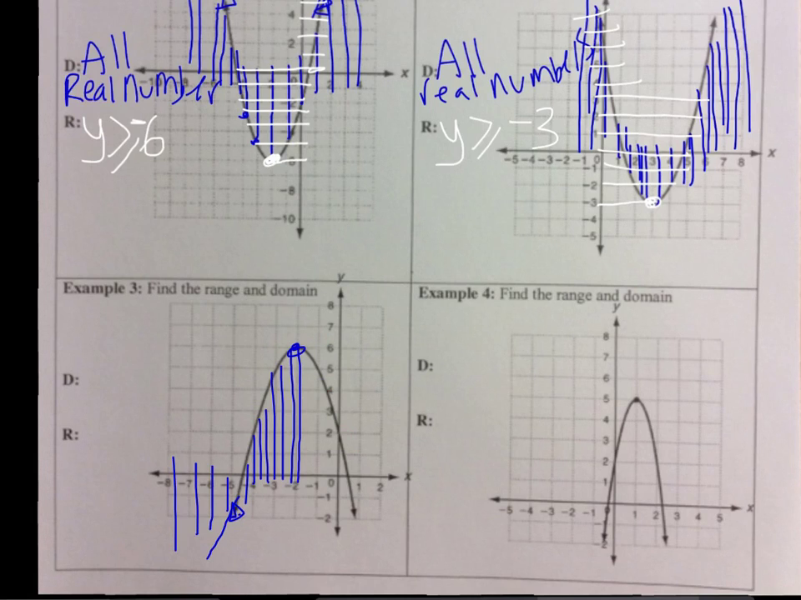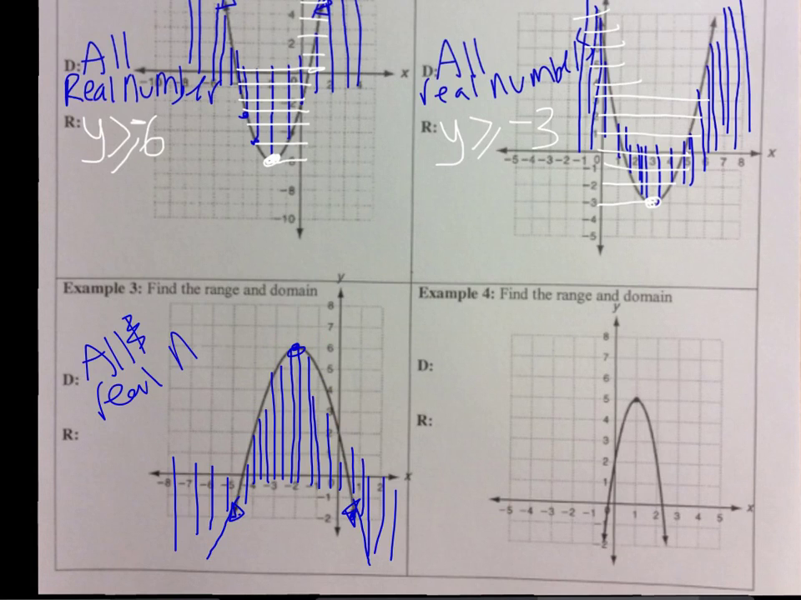Same thing with the right. If we continue to go to the right, we're going to include all of these other x values on the right as well. This arrow signifies that it's going to continue going, so we're going to include 1, 2, 3, and so on. Since we include every single value, our domain will be all real numbers.